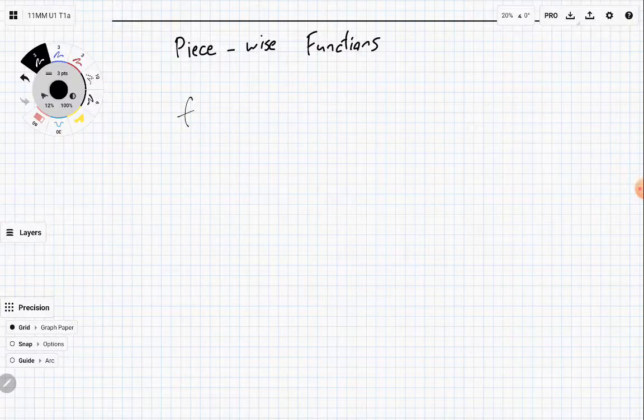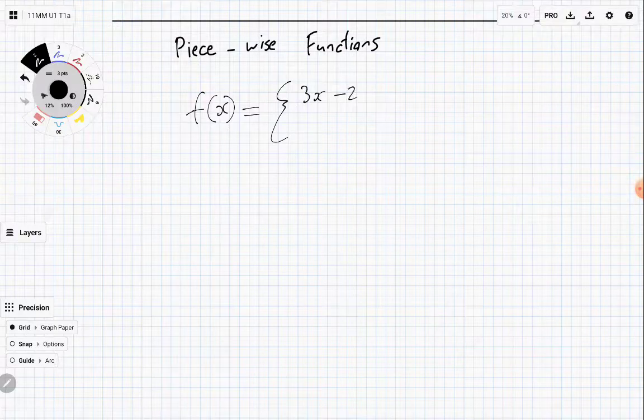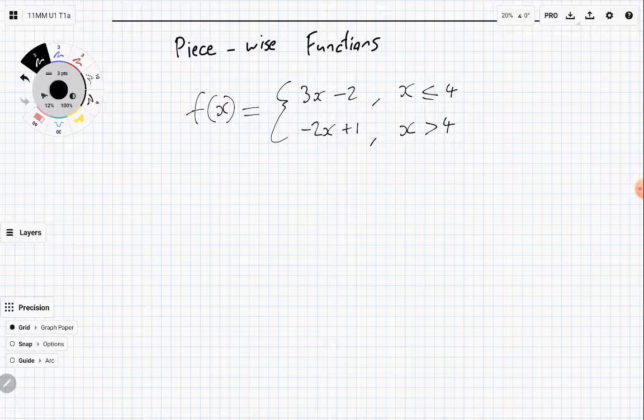So for example, if we say f of x is equal to, and then we use curly brackets, 3x minus 2, while x is less than or equal to 4. And then we could say negative 2x plus 1 when x is greater than 4. So you can see we're restricting the values of x.